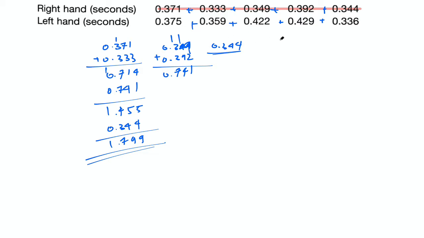But for the left hand, we have 0.375. Let's add that with the number to the right of it. And then we'll add 0.422 with the number to the right of it as well. And we'll leave the last one for later.